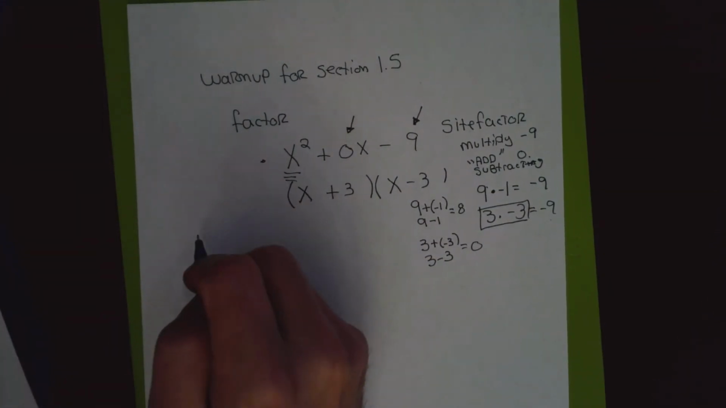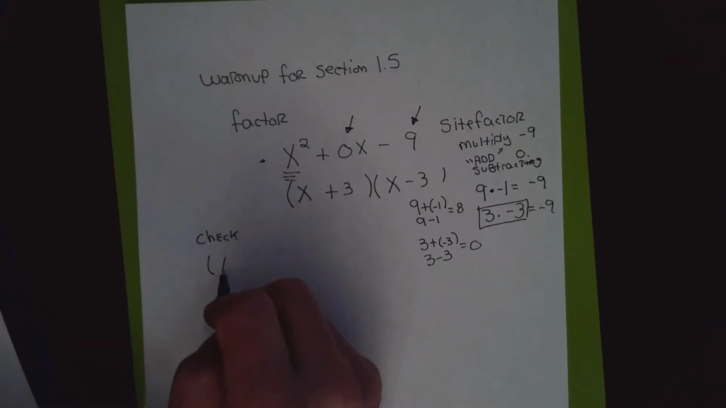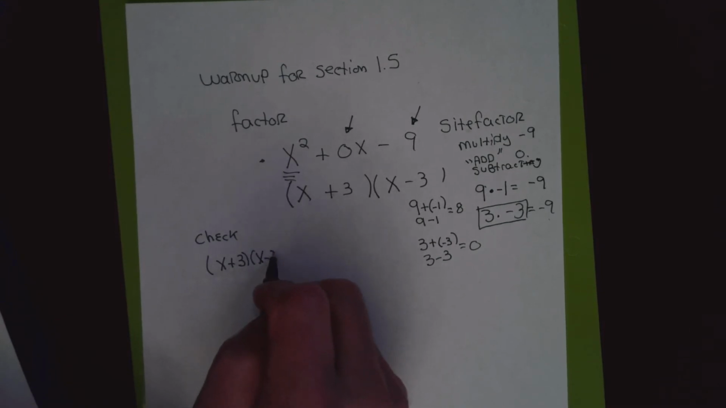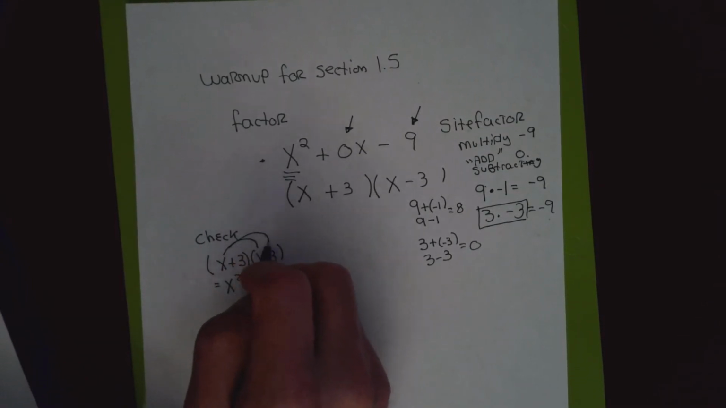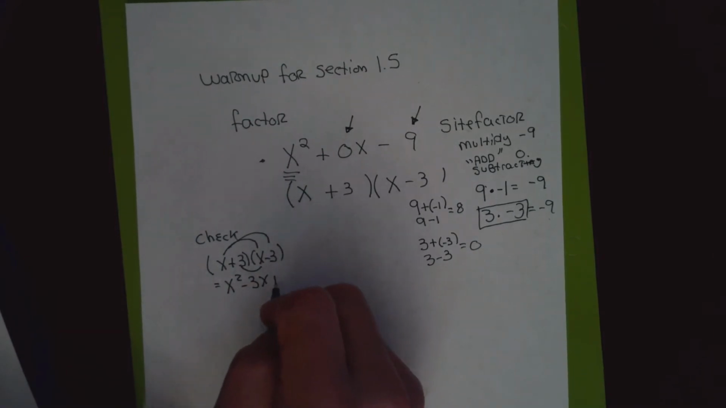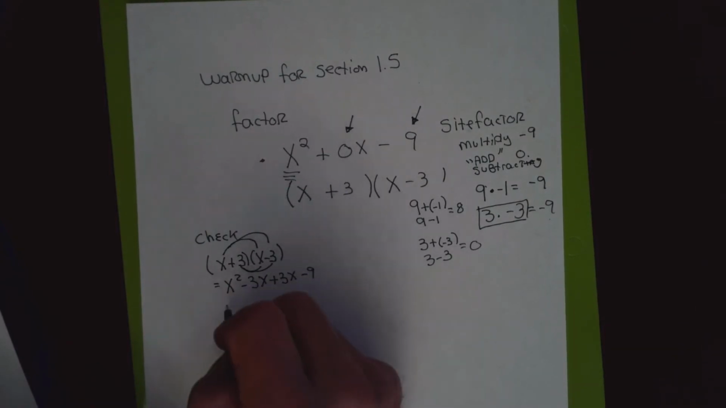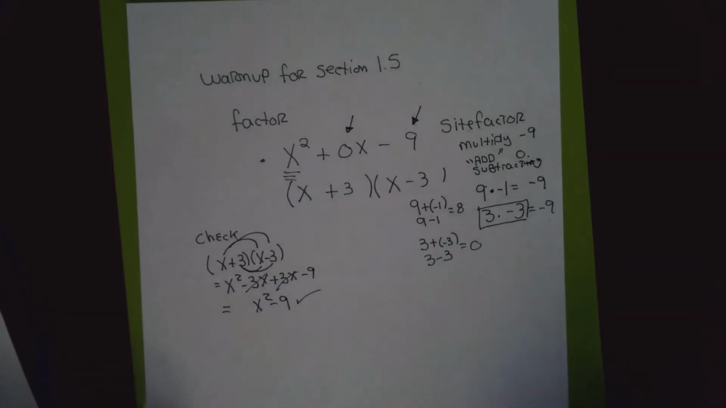I can go ahead and check this real quickly just to show you that it's correct. Let me multiply out x plus 3 times x minus 3. I'm going to multiply the x times x and get x squared. The x times minus 3 and get minus 3x. The 3 times x and get positive 3x. The 3 times minus 3 and get minus 9. The 3x's are opposites, they cancel, and that leaves me with x squared minus 9. So I know my answer is right.